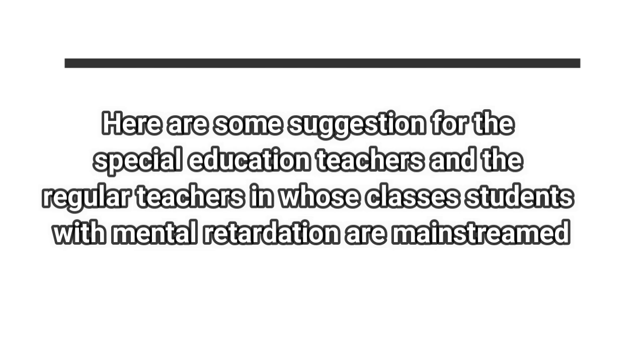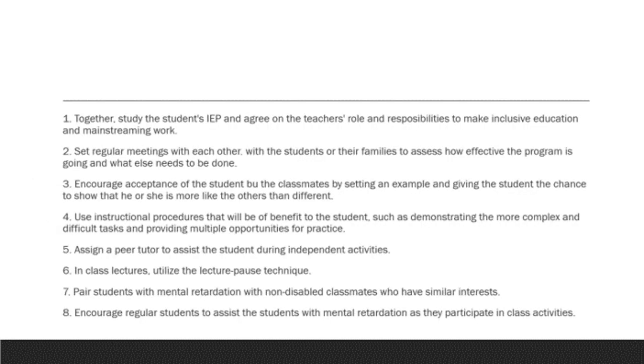Here are some suggestions for the special education teachers and the regular teachers in whose classes students with mental retardation are mainstreamed. Number one, together, study the student's IEP and agree on the teachers' roles and responsibilities to make inclusive education and mainstreaming work. Number two, set regular meetings with each other, with the students or their families to assess how effective the program is going and what else needs to be done.